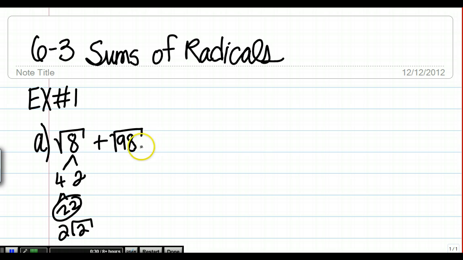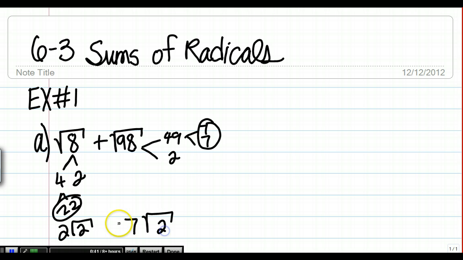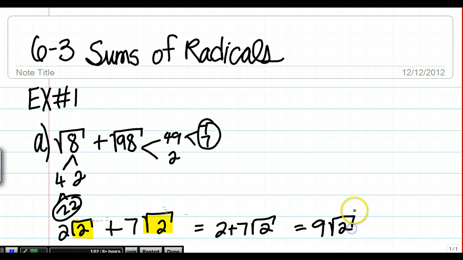Then we're going to go ahead and simplify this radical, the square root of 98. You can have 49 and 2 and 7 and 7. So you would get 7 square root of 2. If you notice, you have the same radical right here, square root of 2. So since they're the same, you can add the numbers in the front. So you'll have 2 plus 7, and 2 plus 7 is just 9. So we have 9 square root of 2.